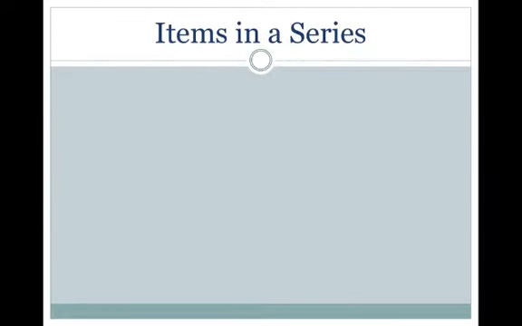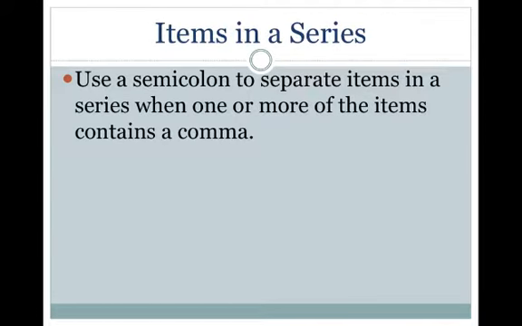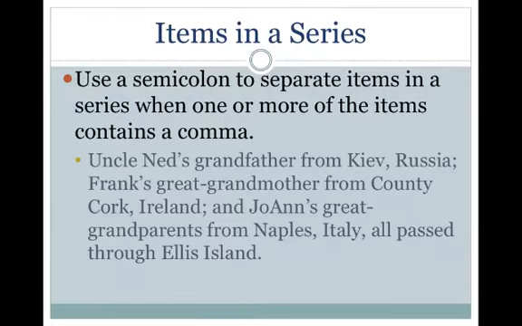Items in a series. Use a semicolon to separate items in a series when one or more of the items contains a comma. This is probably the most common use you'll have for a semicolon. For example, Uncle Ned's grandfather from Kiev, Russia; Frank's great-grandmother from County Cork, Ireland; and Joanne's great-grandparents from Naples, Italy, all passed through Ellis Island.